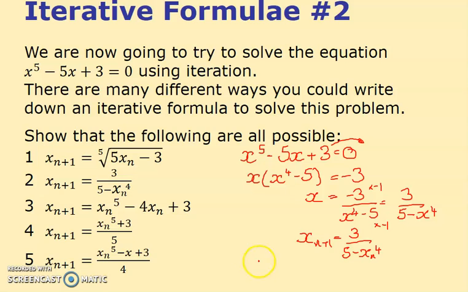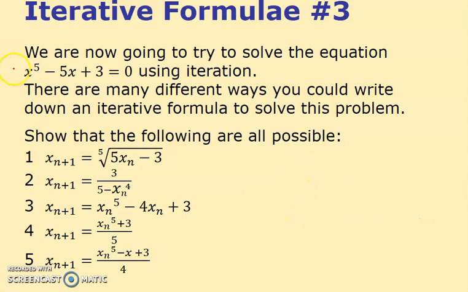As I say, that might be the perfect one, a bit obscure, but who would think of doing that, you know? But there you go. What's the next one say? Well, the same equation, x to the 5 minus 5x plus 3.